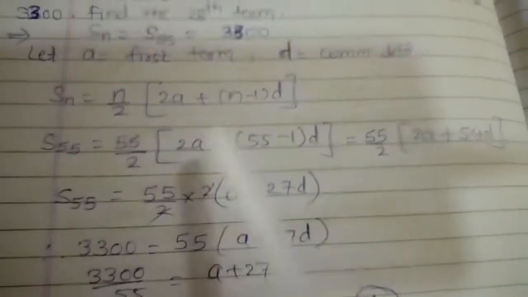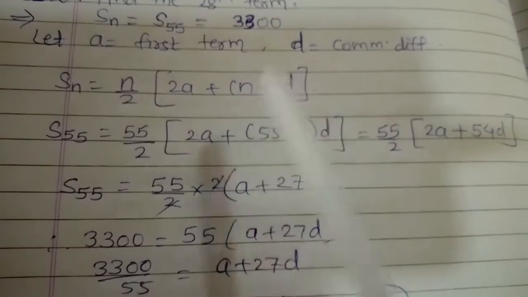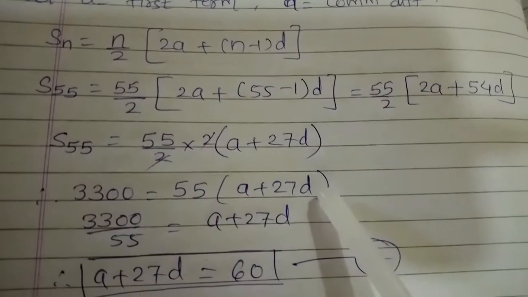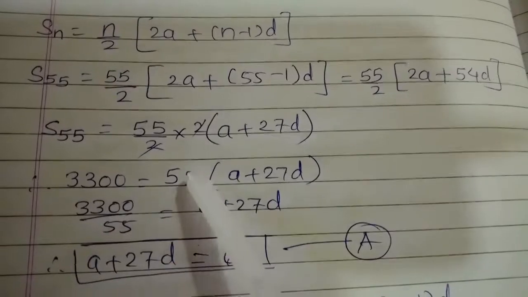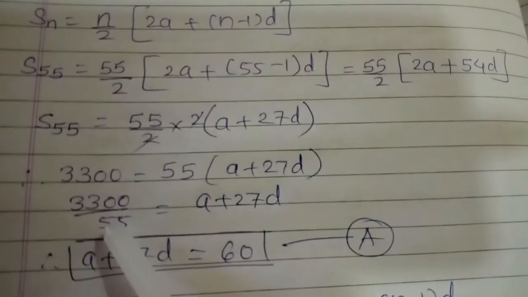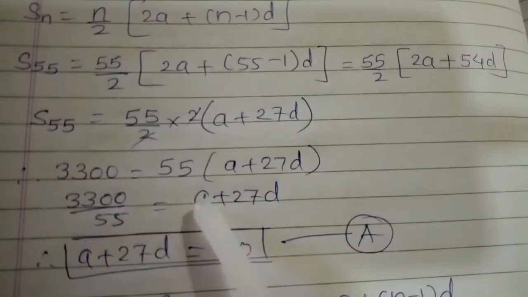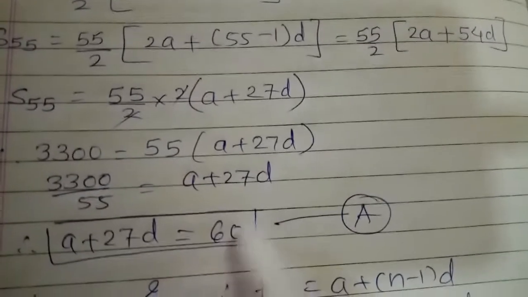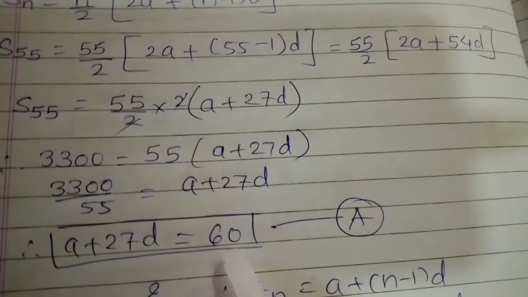So you know the value of this S55, that is 3300. So we have put here 55 in bracket a plus 27d. Now we move this 55 to here, so it gets in the denominator. So a plus 27d is equal to 60. So we get the value of this one as 60.